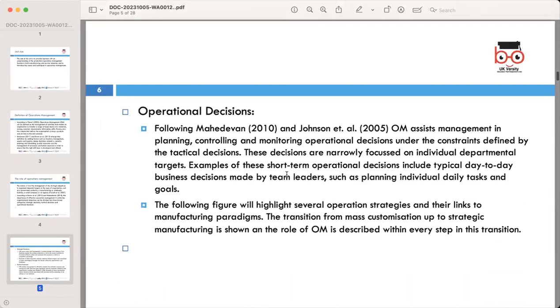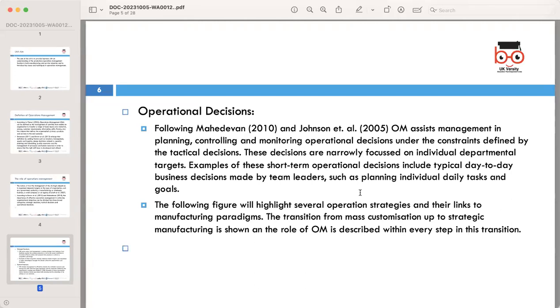Then it comes to the operational decisions. Following Mahadevan 2010 and Johnson 2005, OM assists management in planning, controlling, and monitoring operational decisions under the constraints defined by the tactical decisions. So these decisions are narrowly focused on individuals, departments, and targets. Examples of these short-term operational decisions include typical day-to-day business decisions made by team leaders, such as planning individual daily tasks and goals.